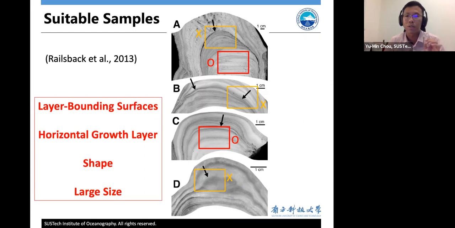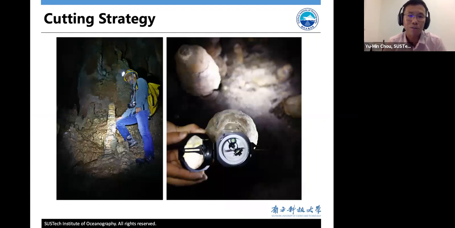Second is the cutting strategy. In the cave, if you find good samples, first you have to get the orientation of the sample, because for paleomagnetic study, the orientation is quite important. In the cave, you can use a compass to align the north direction for your sample. And if you use a fallen stalagmite, you can find its original position in the cave and try to restore the orientation, and then use your compass to get the north direction back on your sample.